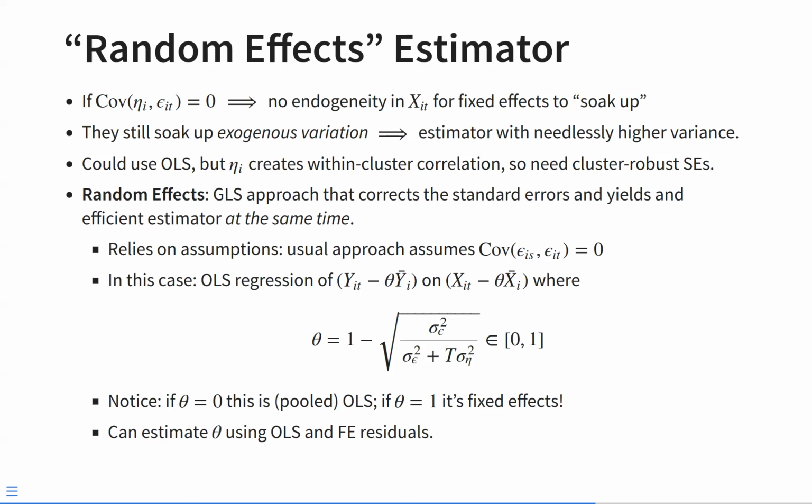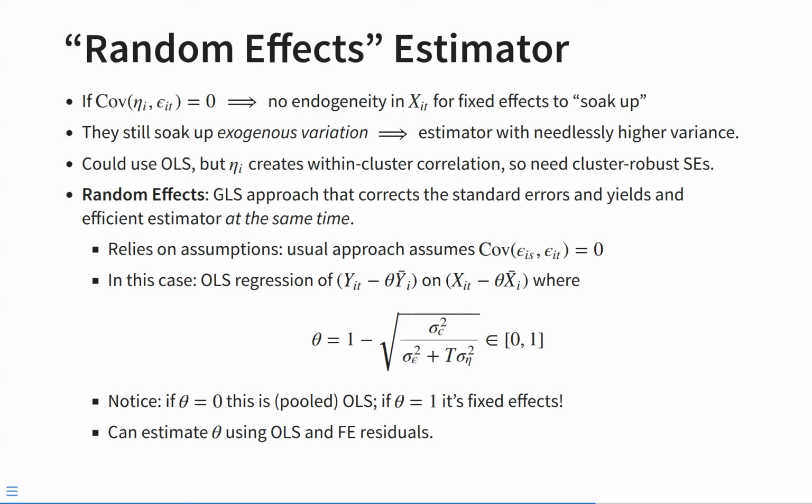Well, we've talked about fixed effects, so now we've got to talk about so-called random effects. With the random effects model, we claim that eta i and epsilon it, actually that is a typo. It should say if eta i and xit are uncorrelated. So I wrote epsilon by mistake. Apologies, I will fix that. So if eta i and xit are uncorrelated, then there's no endogeneity for the fixed effects to soak up.